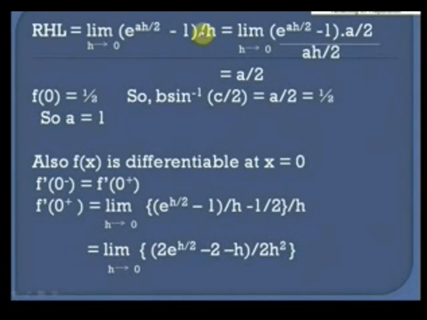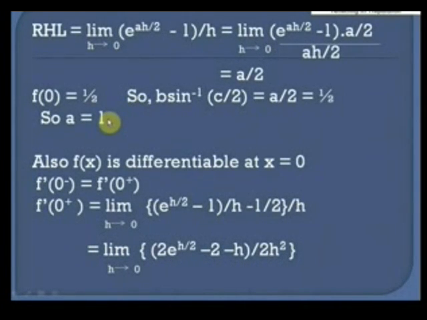Now what we do is we multiply and divide this expression by a/2, and so this is equal to the limit of (e^(ah/2) - 1)/(ah/2) into a/2. Now this is equal to 1 when h tends to 0. Therefore the right hand limit is equal to a/2. Also given that f(0) is equal to 1/2. So left hand limit is equal to right hand limit, and that is equal to f(0). Thus we get b sin inverse of c/2 is equal to a/2, which is equal to 1/2, and so a is equal to 1. Thus the value of a is equal to 1. So successfully we have solved the first part.